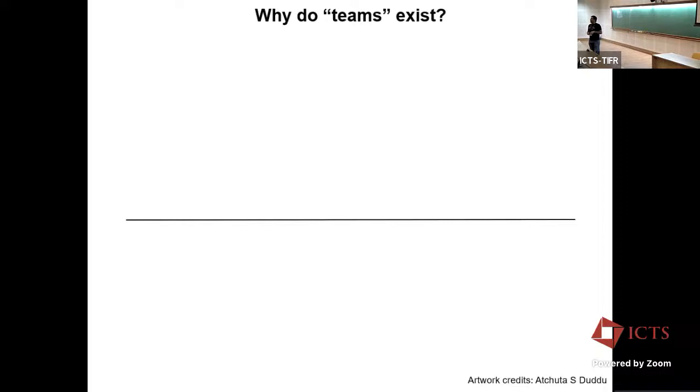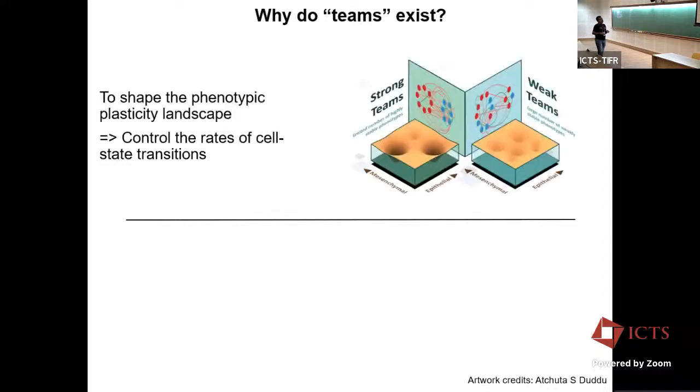Then the question comes, why do teams exist? So again, following up on the discussion I was having with Shaon, one is to perhaps shape the landscape. If you have multiple states available, please. Yeah, I'll come to that. There is a strict definition we are arriving at so that we can avoid all this confusion about the definition with modules. So what is?